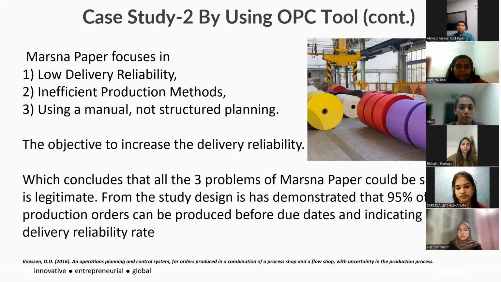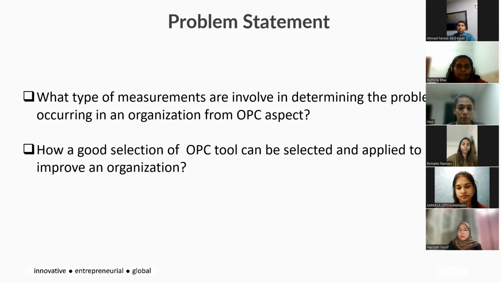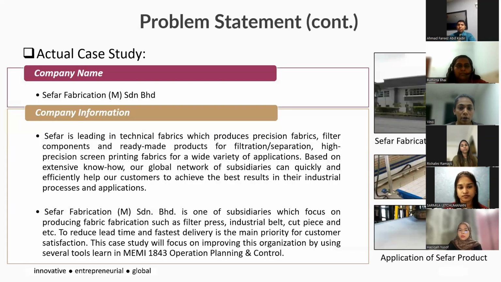So next one. In our case study, we have two problem statements, whereby the first one is what type of measurements are involved in determining the problem occurring in an organization from the OPC aspect. And the second one is how a good selection of OPC tool can be selected and applied to help improve an organization. So I'll pass to Faris for the next slide.